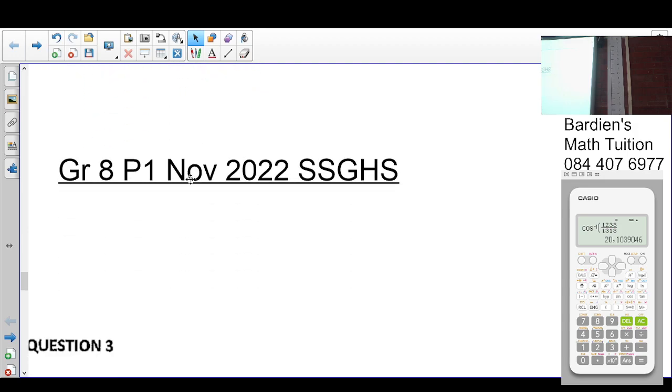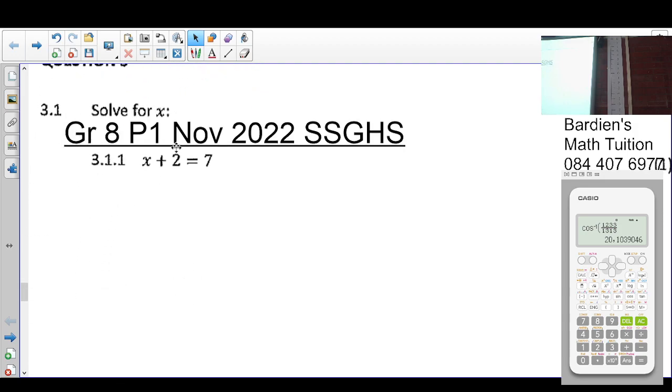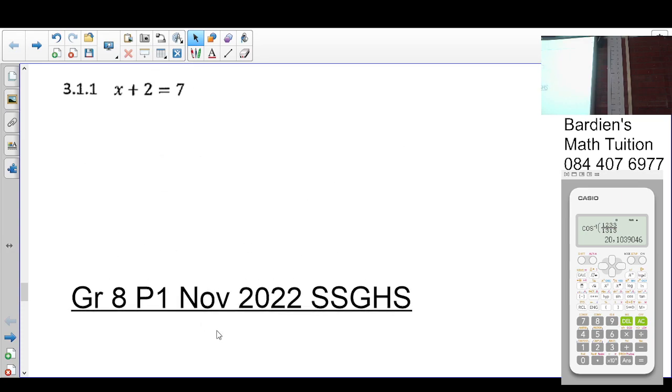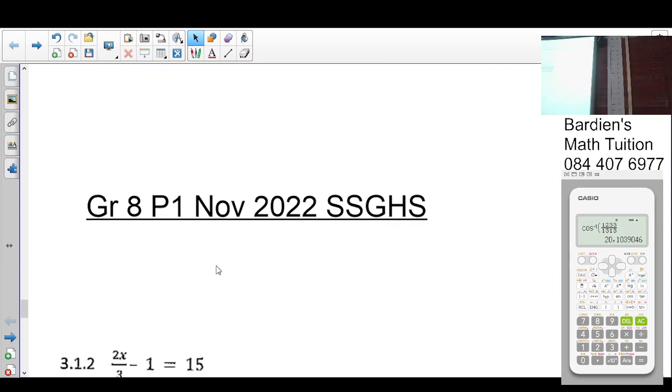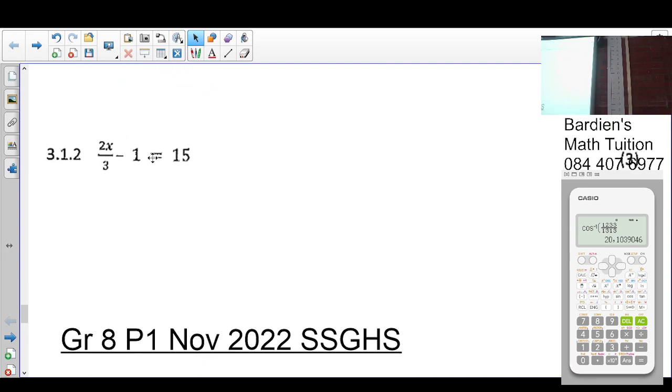Alright, let's look at the next one. Question 3. Solve for x. It's a simple one, eh? Move it over the equal sign, so x is equal to 7 minus 2, which is 5. You could have done it by inspection as well, just looking at it. Okay. Next. What are we going to do first?